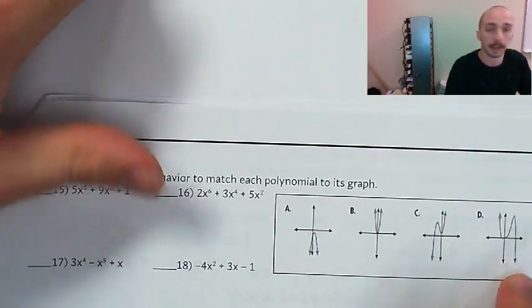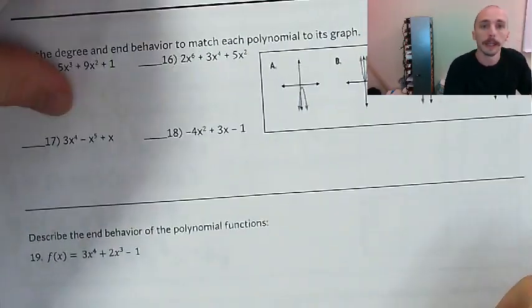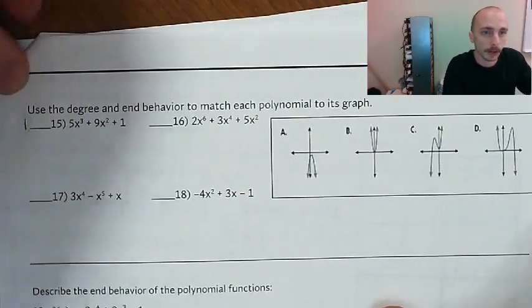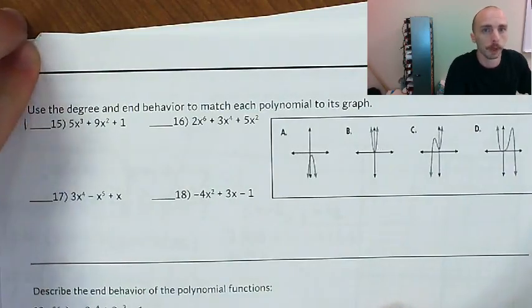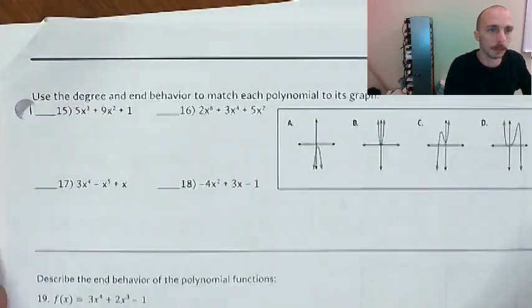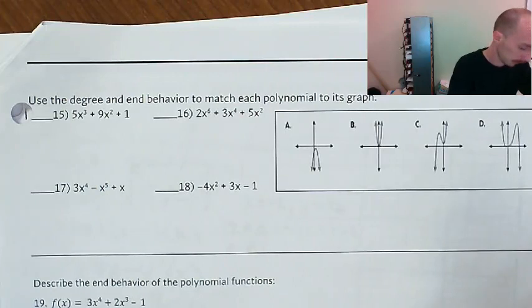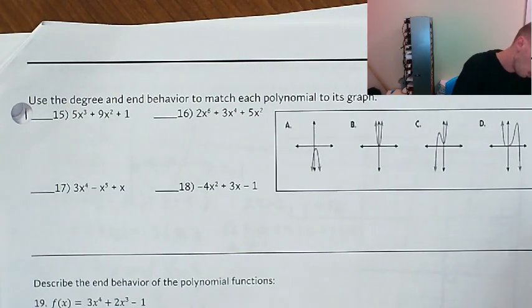Okay, so now I'm hoping it's going to speed up a little bit here, because I'm at almost 49 minutes into this video, and I've still got a couple pages left, so I'm just hoping this goes faster. Okay, we're going to use the degree and end behavior to match the polynomial to its graph.